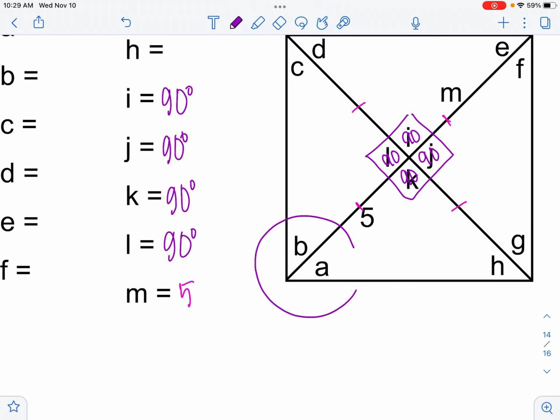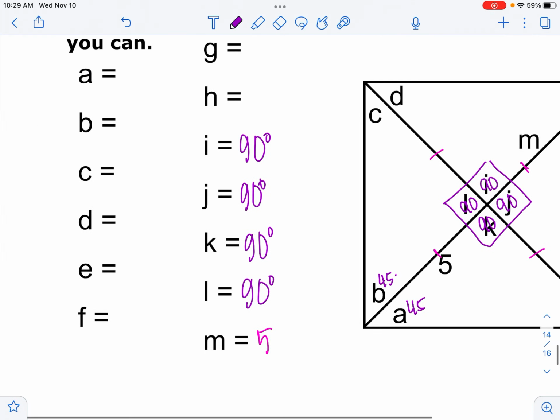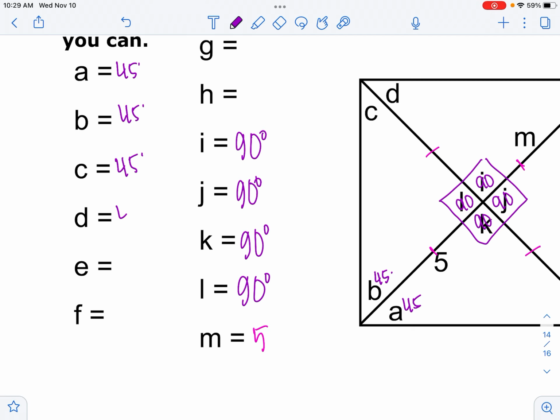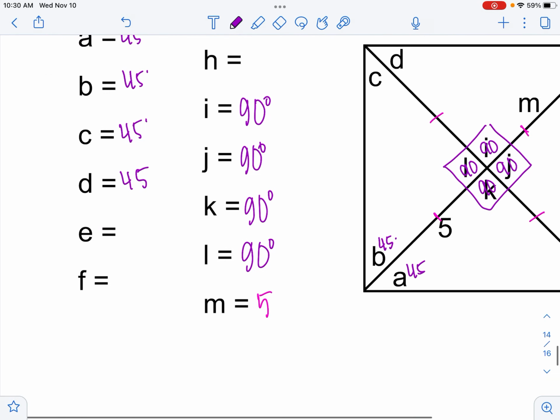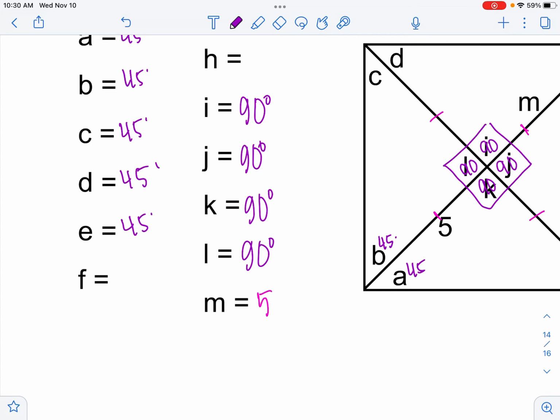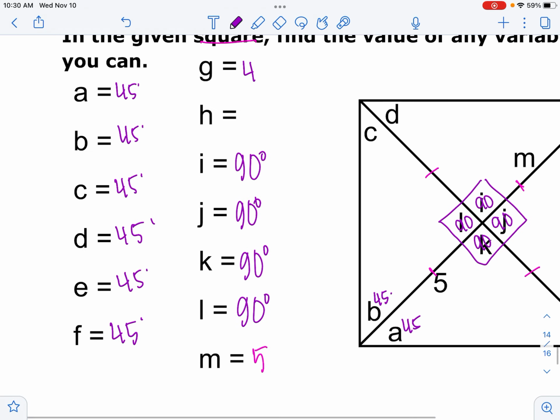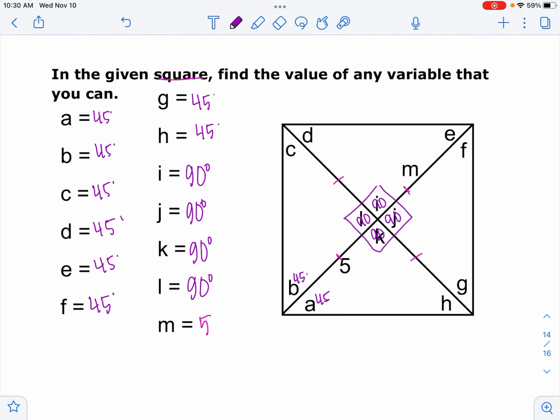All right, so now I go to these outside angles right here. Since it's a square, I know this is a right angle because it's a rectangle. But I also know that it's a rhombus, so these two angles are the same. So if this is 90 degrees and these two have to be the same, these have to be 45 and 45. So A's 45 and B's 45. That works on all those corners. So D's 45 and C's 45. E and F and G and H. Squares should be the easiest, but you do have to remember the property that the diagonal bisects the angle. It's 90 degrees, so that's 45 and 45.